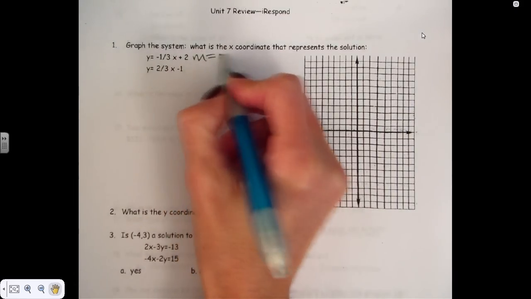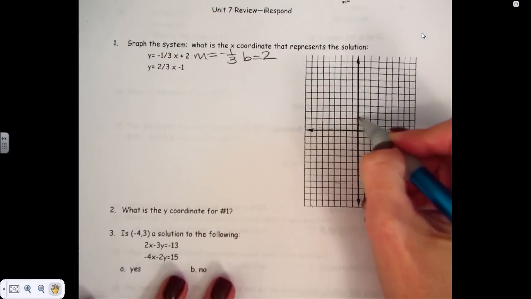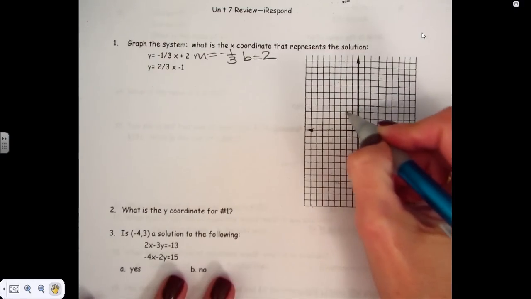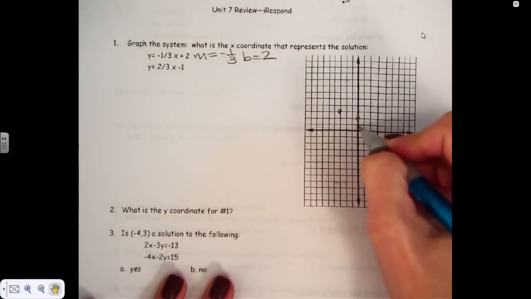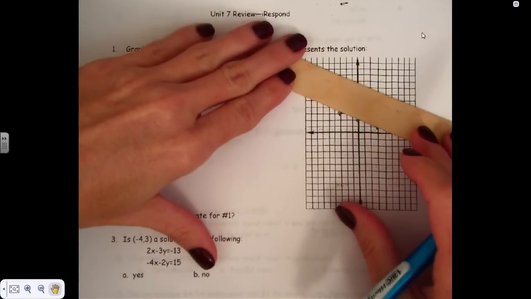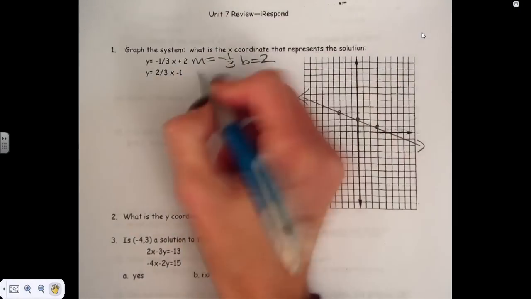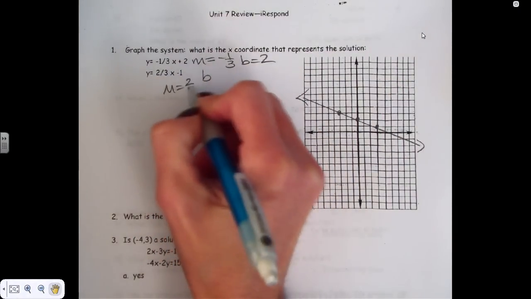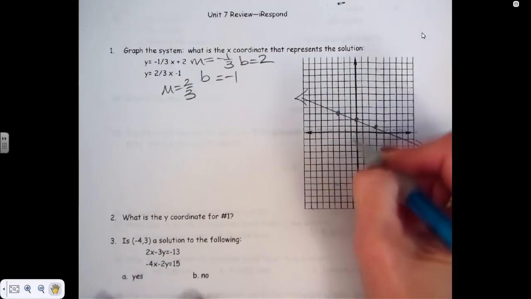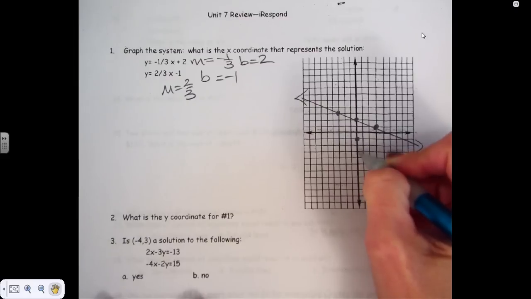When I graph the first one, my slope is negative 1/3, b is 2. So I'm plotting 2. I'm rising 1, running to the left 3. Down 1, to the right 3. Draw my line. My second equation has a slope of 2/3 and a y-intercept of negative 1. Rise 2, run 3, and there I have a point. Down 2, left 3.